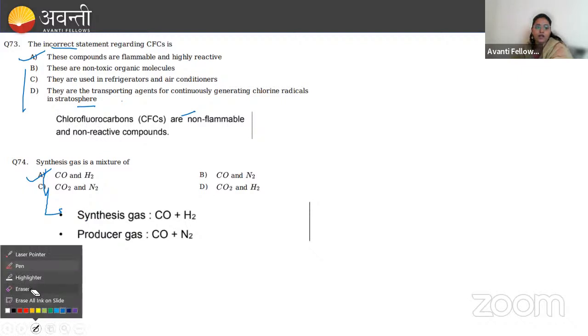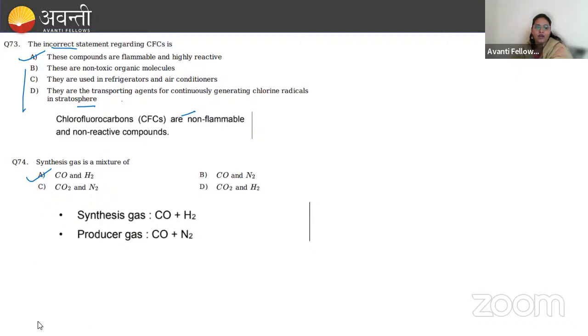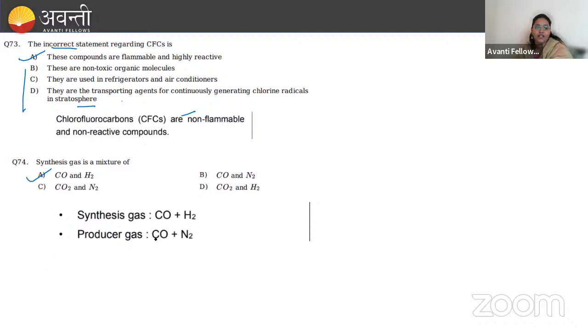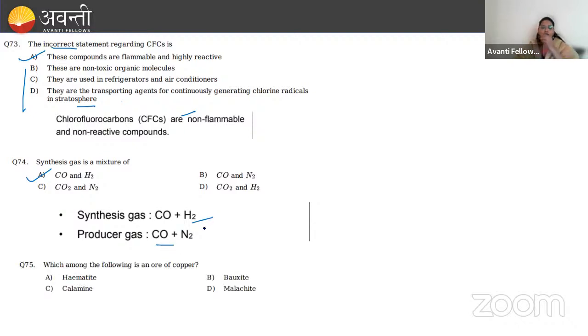CO plus N2. अगर next time question आ गया अगली टेस्ट में, प्रोड्यूसर गैस कौन सा होता है? CO plus N2, और CO plus H2 is water gas or synthesis gas. Next, which among the following is an ore of copper? So this also we have talked about. What is the answer? Hematite, bauxite, calamine, malachite. A, B, C, D. Very easy. Yes, D. Very good.